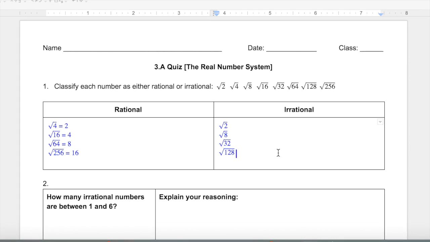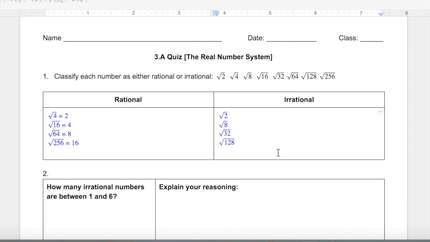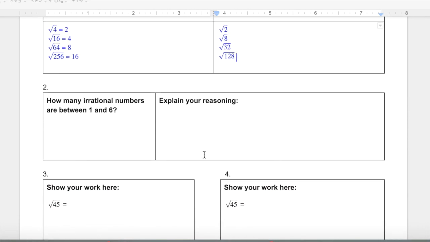So remember, rational numbers can be written as whole numbers, fractions, those types of things, while irrational numbers cannot. Number 2, how many irrational numbers are between 1 and 6? So the correct answer is infinitely many.